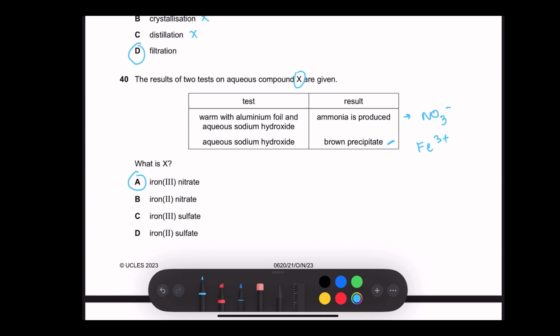It's A. So we're officially done with this paper. 0620 winter 23 QP 21.